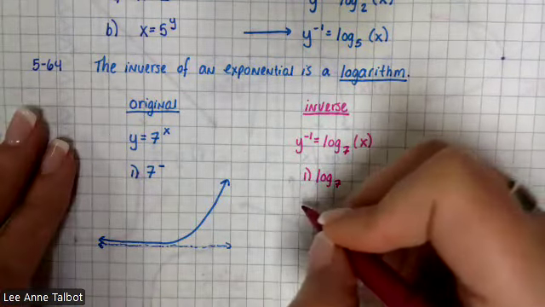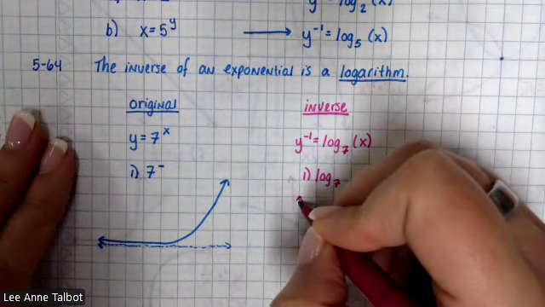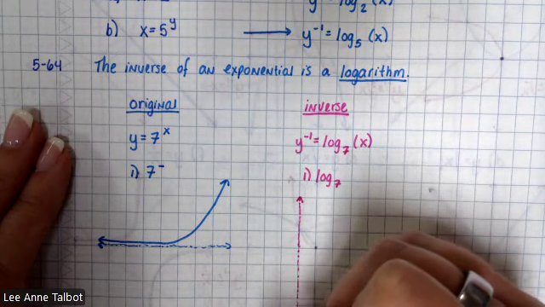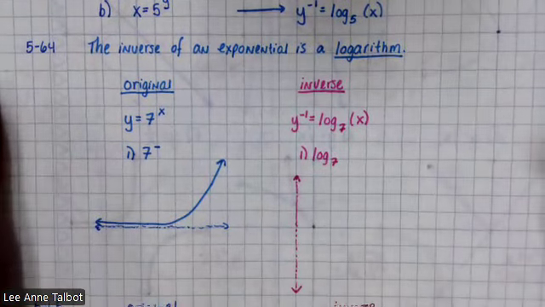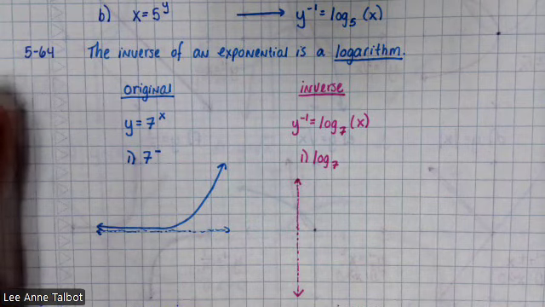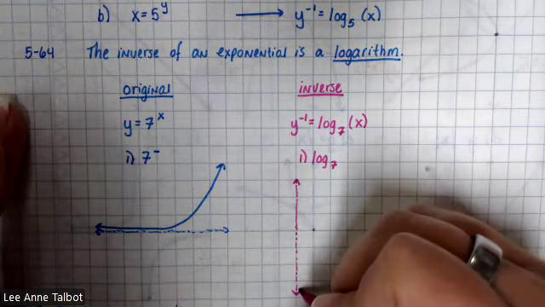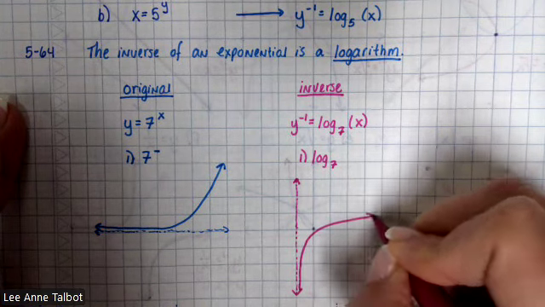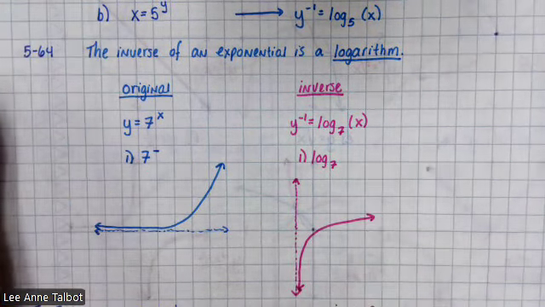Don't worry. Okay, now a log graph has a vertical asymptote instead of a horizontal one, which makes sense, I think, if you think about flipping the x and y. And the graph of it looks like this.